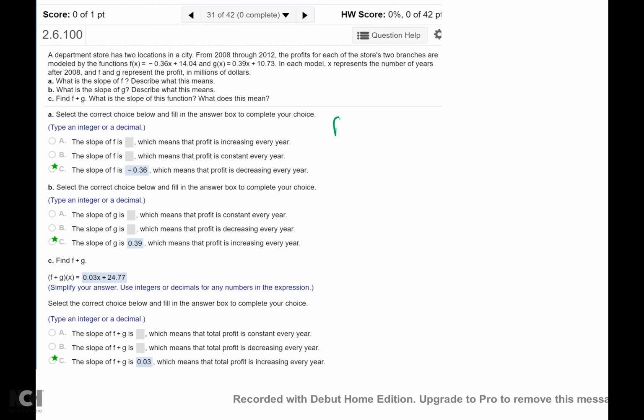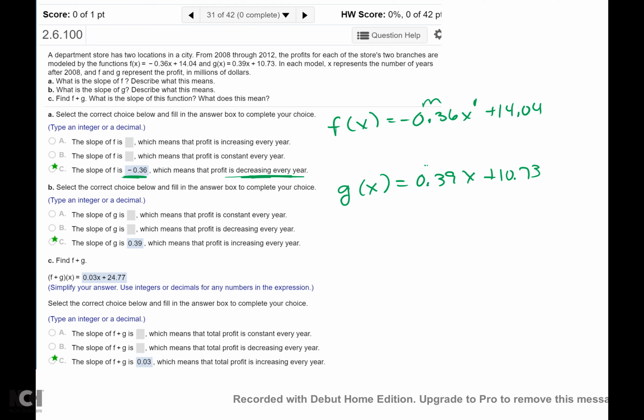Slope, guys, you're talking linear functions. These are first degree functions, which means linear, which means mx plus b. Your slope is whatever is touching x. So the slope of f is negative 0.36, which means the profit is going down every year. Okay, so b says, what is the slope of g? Well, g of x is 0.39x plus 10.73. There's his slope, 0.39, which means his profit is increasing every year.